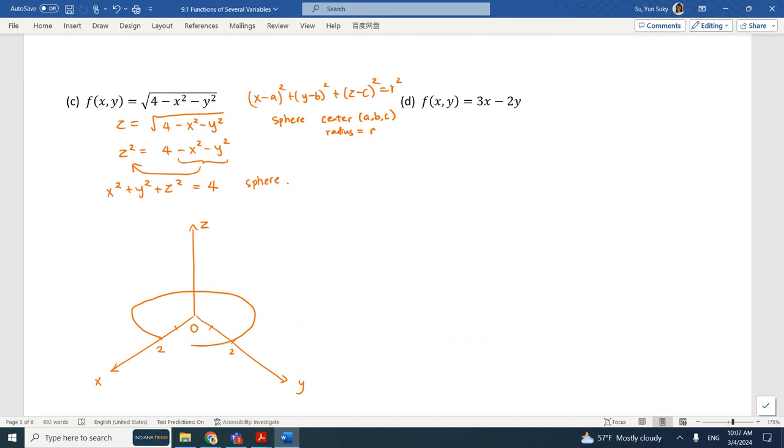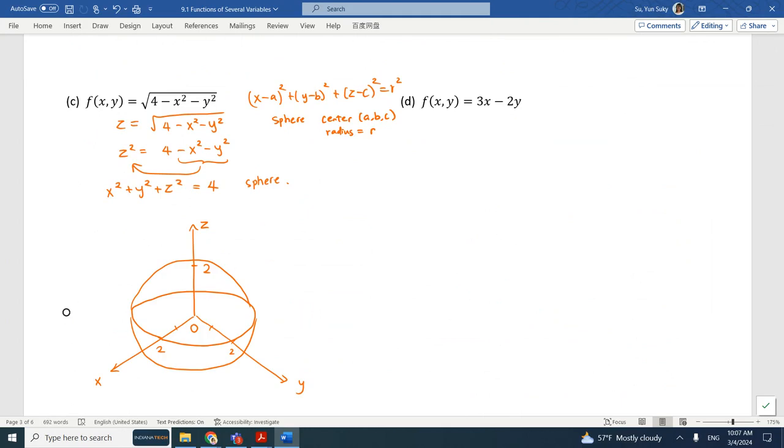I first draw a circle. Imagine that this is the circle on the xy plane, and then I draw another circle. Then imagine the sphere intersects the z-axis at 2. Okay, so this is a sphere. But here, look at our function.